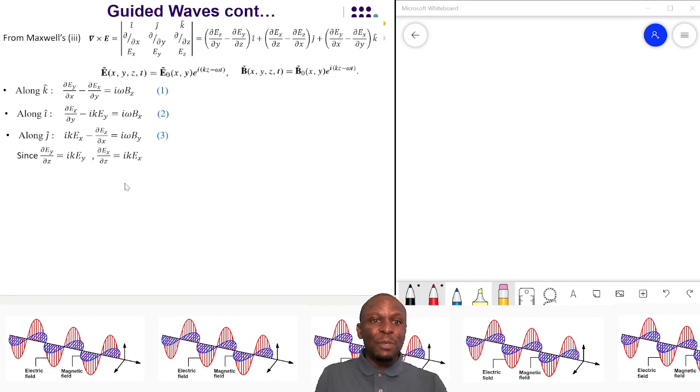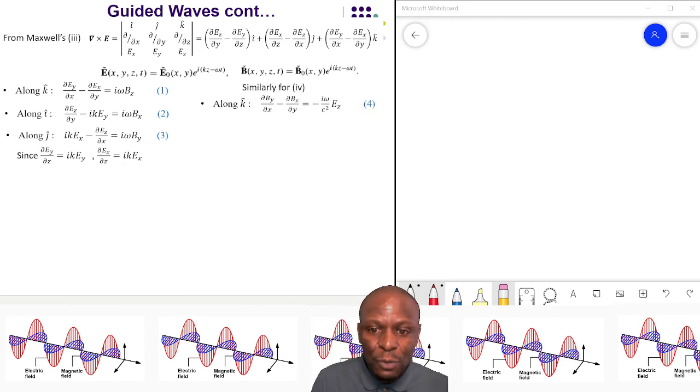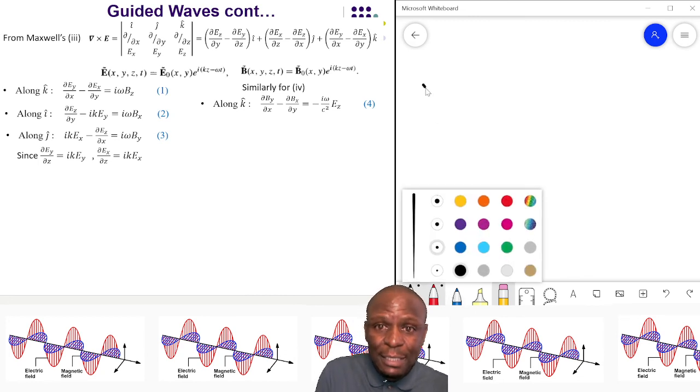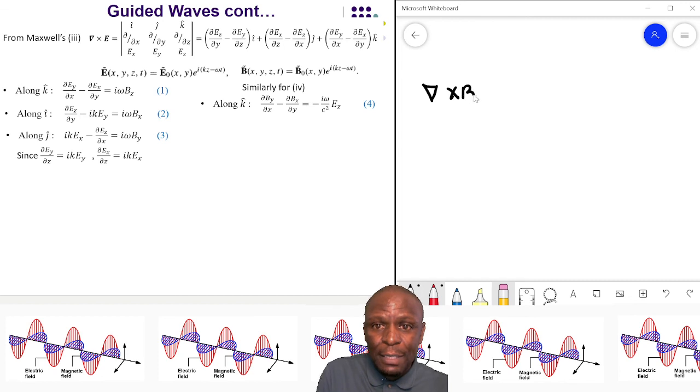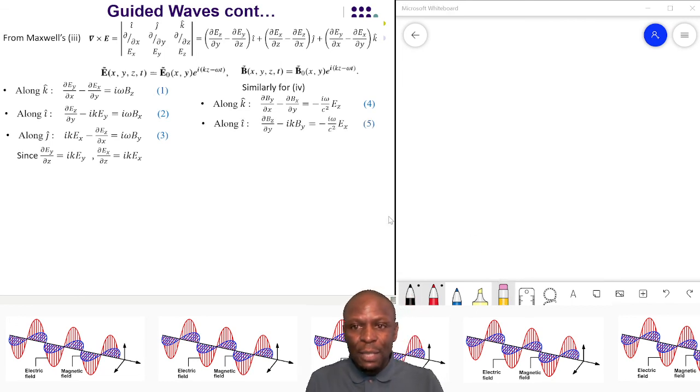Now this is the case because of this, as I have explained. Similarly with the magnetic field, because I'm talking about Maxwell equation number 4, which is nothing else but the curl of the magnetic field B, equal to 1 over c squared times dE/dt. So that's the Maxwell equation. Now in that case, you are just going to have these equations.